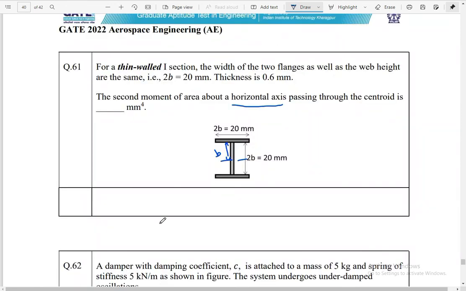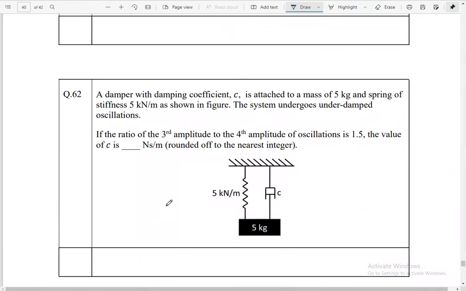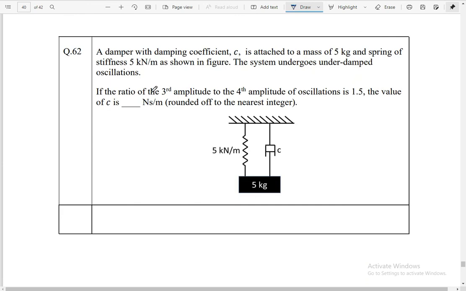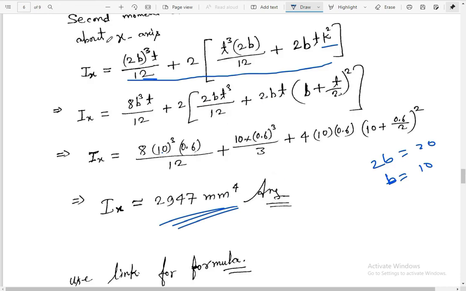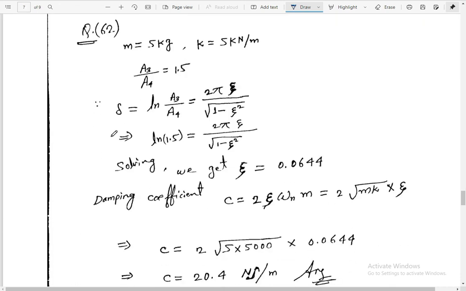For question number 62, a damper with damping coefficient C is attached to a mass of 5 kg and a spring of stiffness 5 kN per meter. The system undergoes underdamped oscillation if the ratio of the third amplitude to the fourth amplitude is 1.5. The value of C is? Third amplitude to fourth amplitude is 1.5.